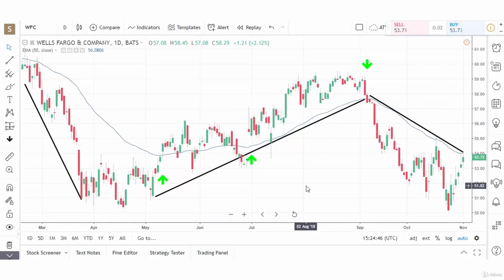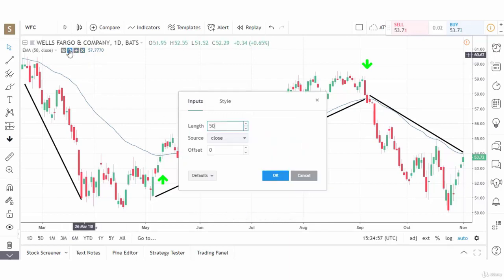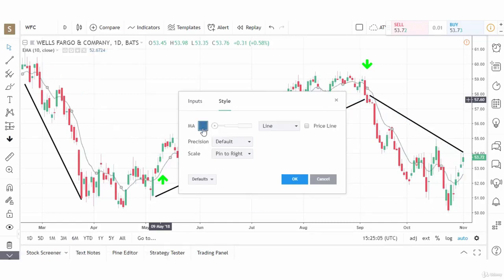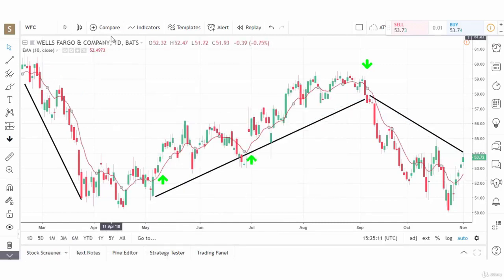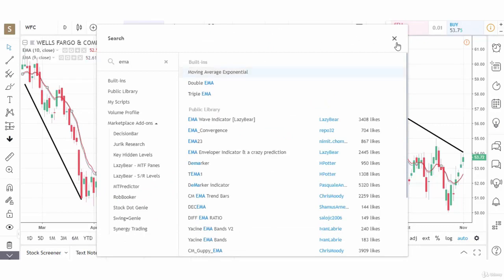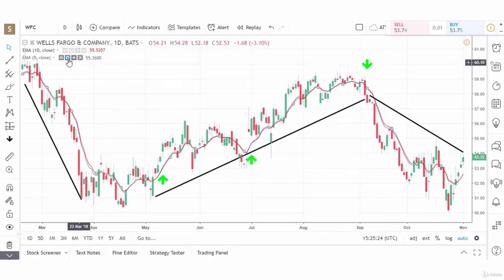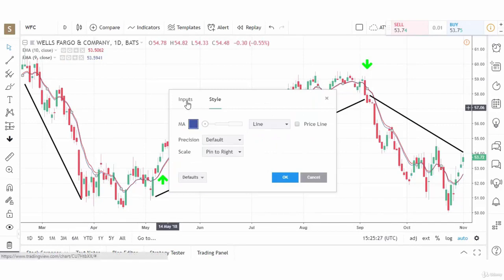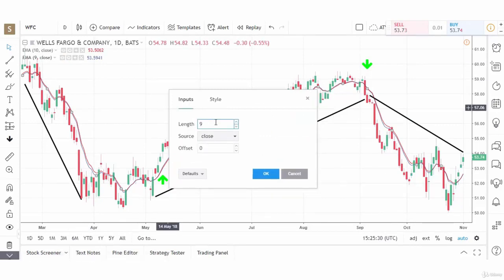So that's how we would use a single EMA to give us a signal as to whether the stock is moving up or down. Now, let's change our EMA. We're going to go to Format again, and we're going to use a 10-day EMA, which is going to be our fast line. We're going to add another EMA. So go back to Indicators, type in EMA again, click on Moving Average Exponential, and for our second EMA, which is going to be blue, we're going to make that a 20-day EMA.